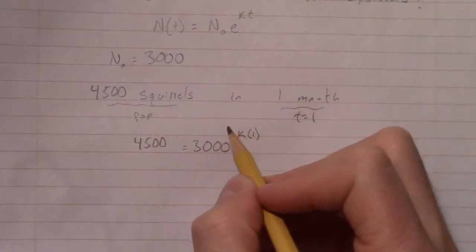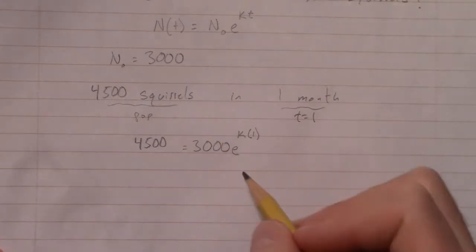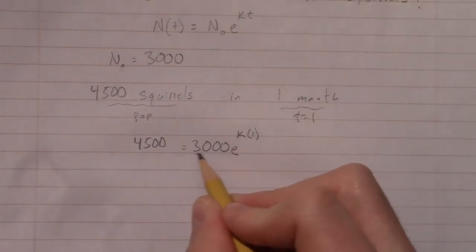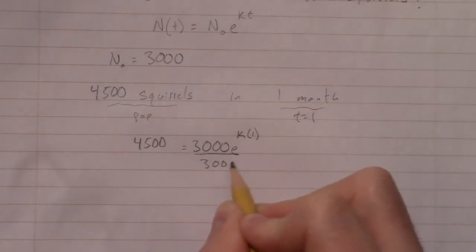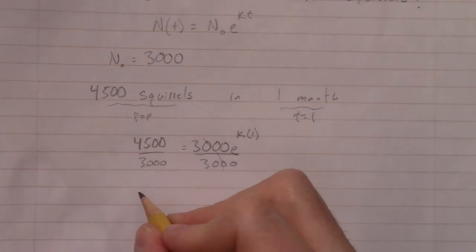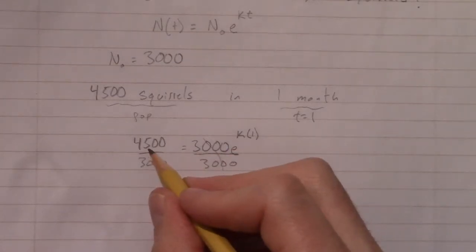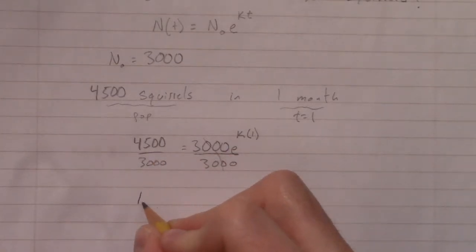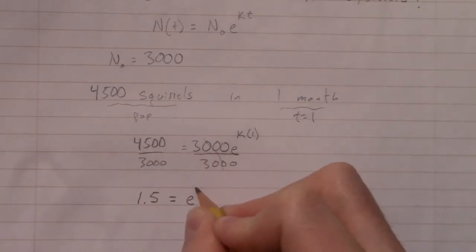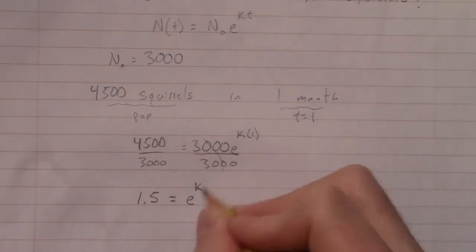We had that one part of the sentence in the word problem, and we're going to try to figure out what k is. All right, so to do that, we're going to isolate k. I'm going to divide both sides by 3,000, just like solving for a variable. We've done examples like that before. 4,500 divided by 3,000, that's 1.5. And that equals e to the power of k times 1, which is just k.